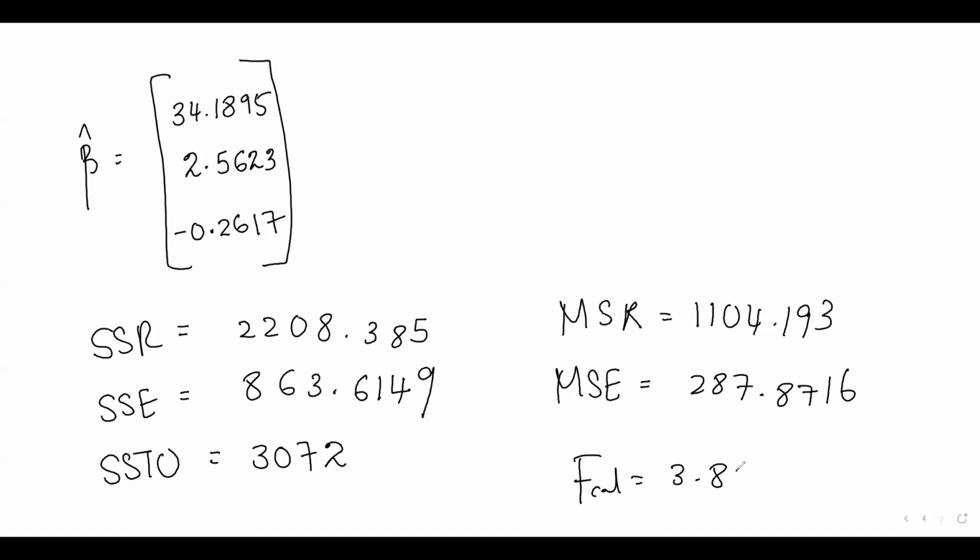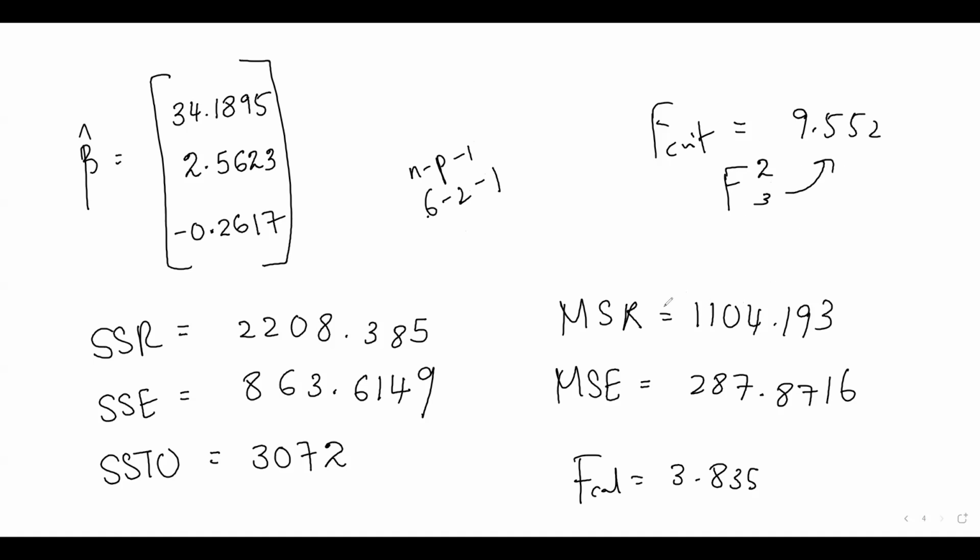That is 3.835 something. Okay. And get the critical value, F critical, you can read it from the table. That is 9.552 something. So this is basically F with 2 and n minus p minus 1 degrees of freedom, right? So this is 6 minus 2 minus 1. That is 3. Okay, the value is this.